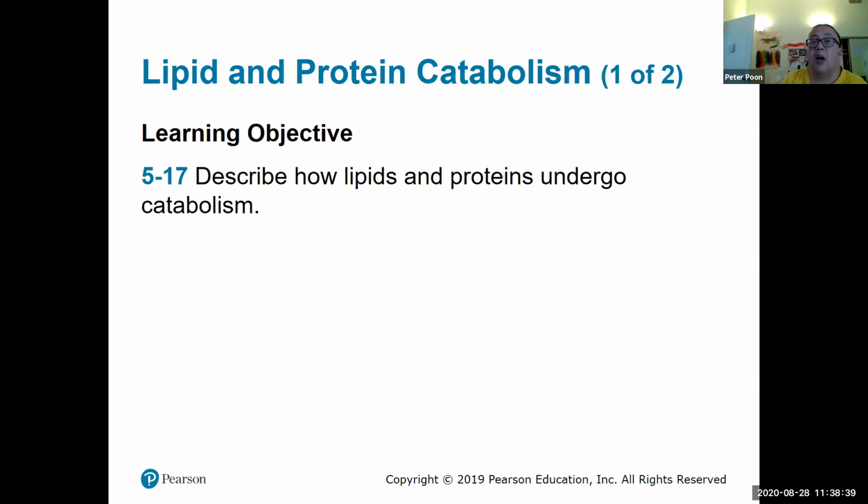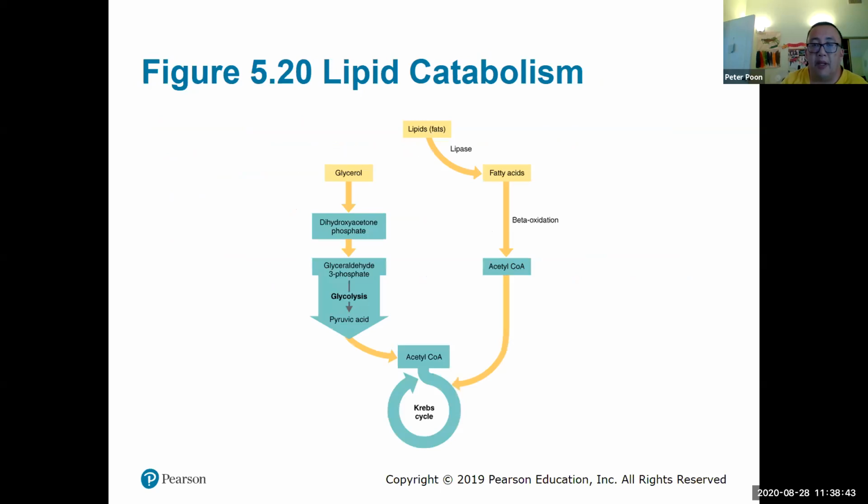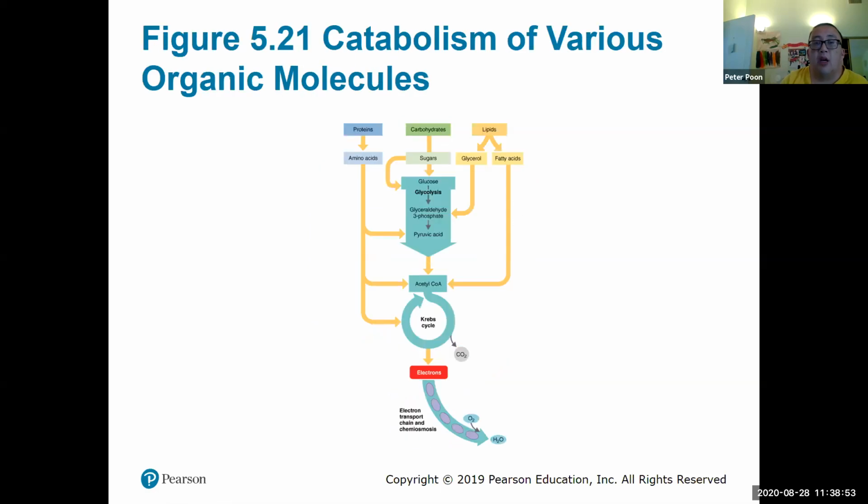Lipids and proteins, I'm going to cover really superficially. Lipids break down into something called fatty acids. Fatty acids go into something called acetyl-CoA, which is in the middle of the Krebs cycle. Proteins, depending on which amino acid you have, enter into different stages of this process.